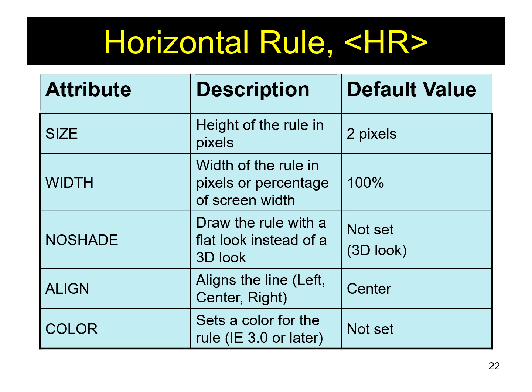No shade draws the rule with a flat look instead of a 3D look. Otherwise, it is a 3D look. Align in the line gives left align, center align or right align. Color sets a color of the rule. That means you can give any color value or any color name.